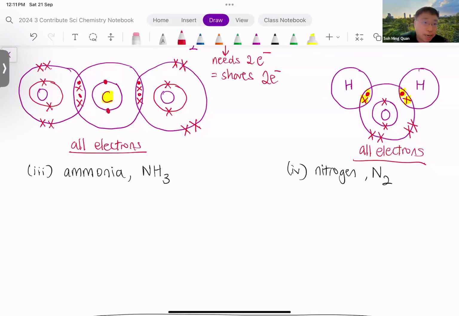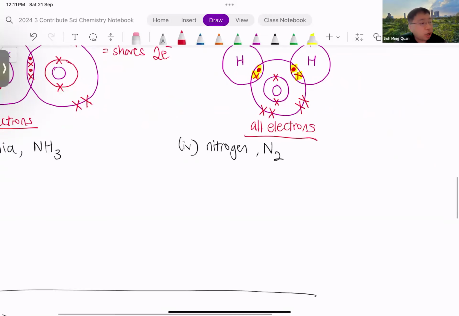Okay, so maybe we look at one more example before we move on to the properties, which is the nitrogen molecule. Now, nitrogen molecule looks like this.